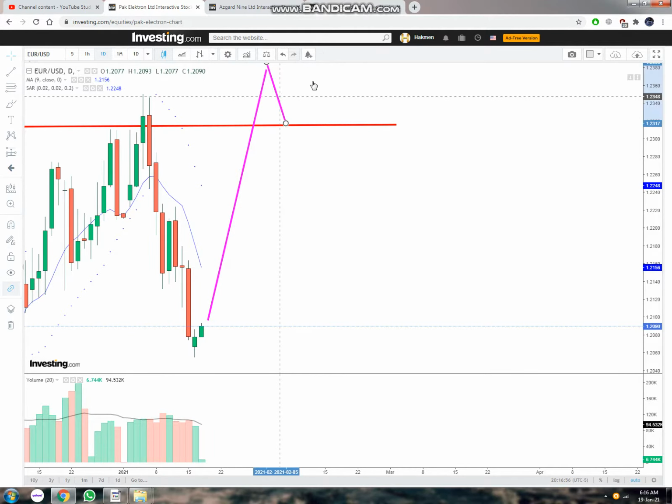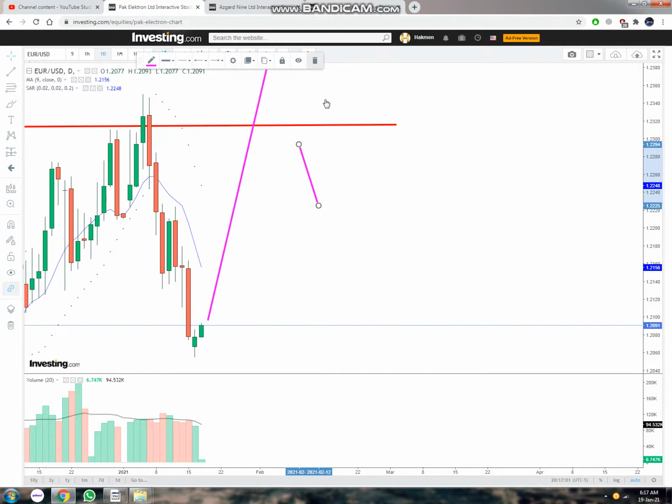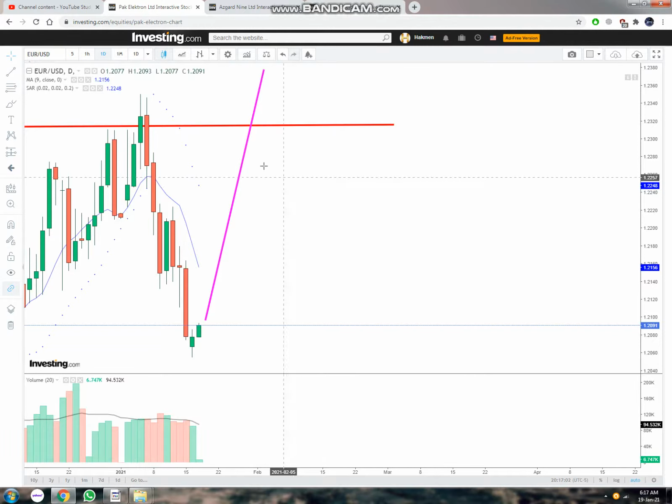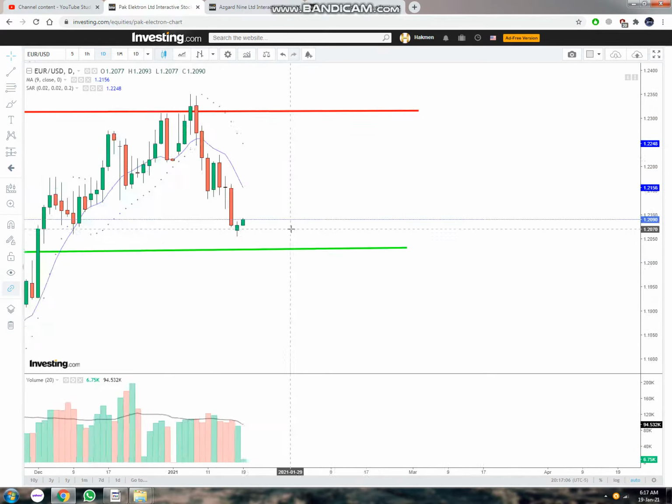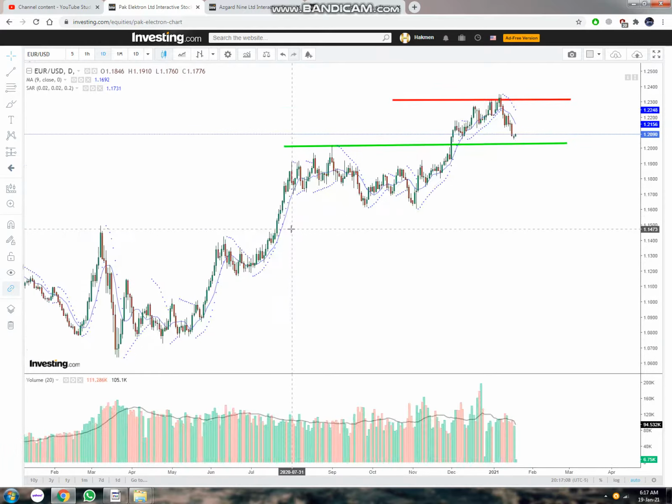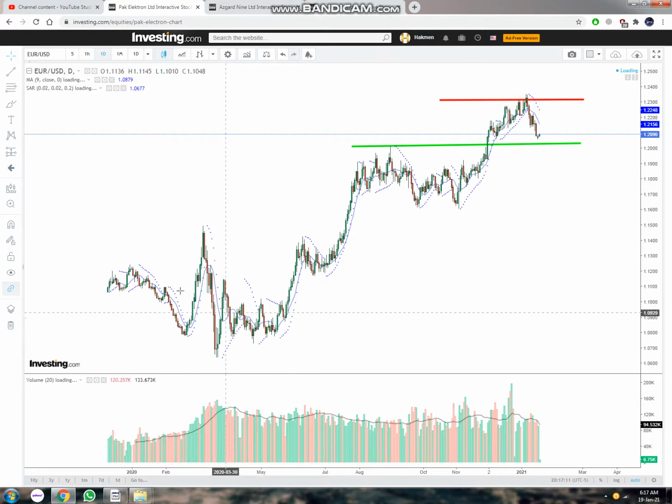So if it does not confirm its position at this level, then forget about it and find another way to trade in the market, or find another currency to trade in the market. Now this was highly volatile over here. Now this is low volatility.